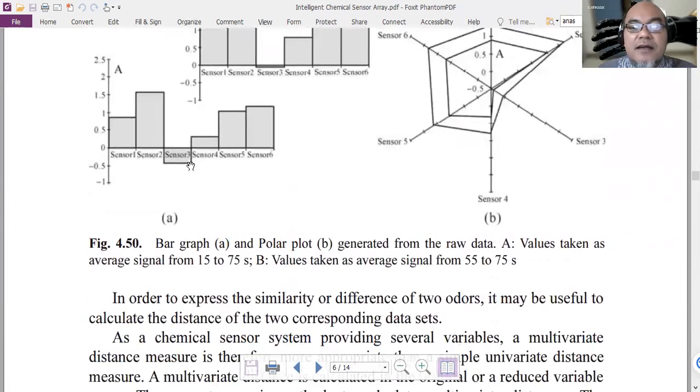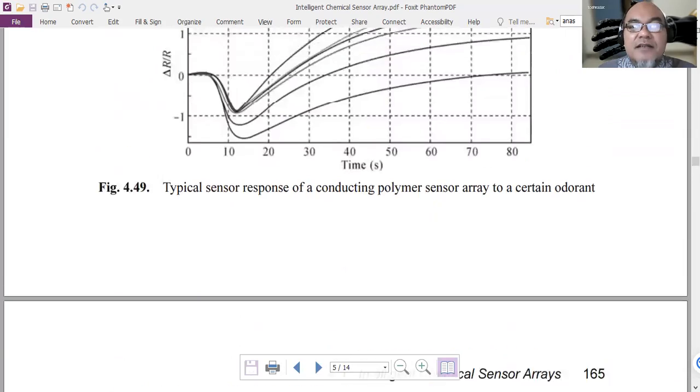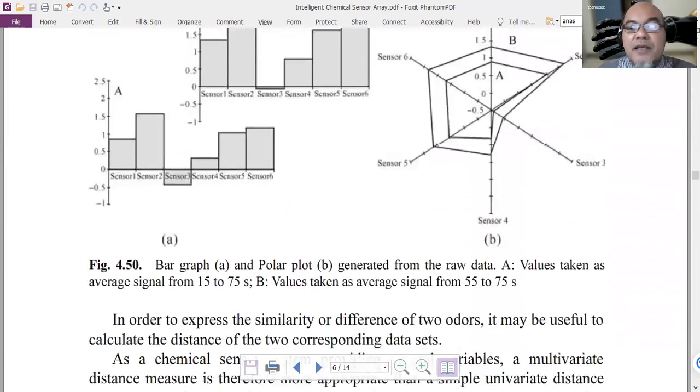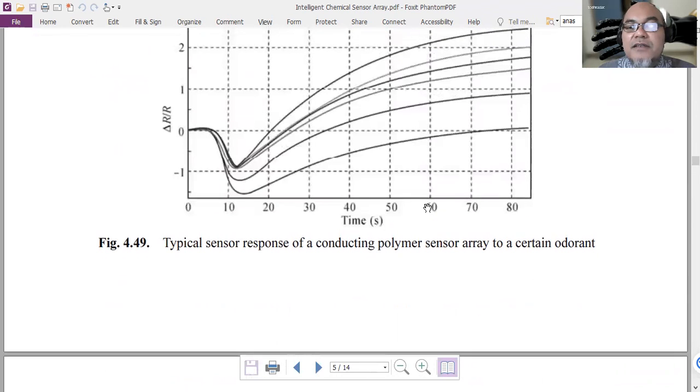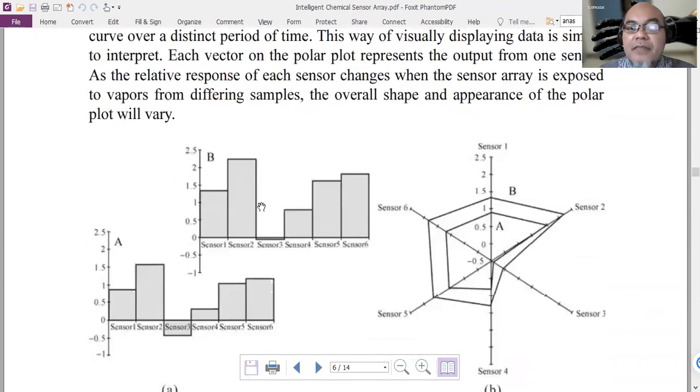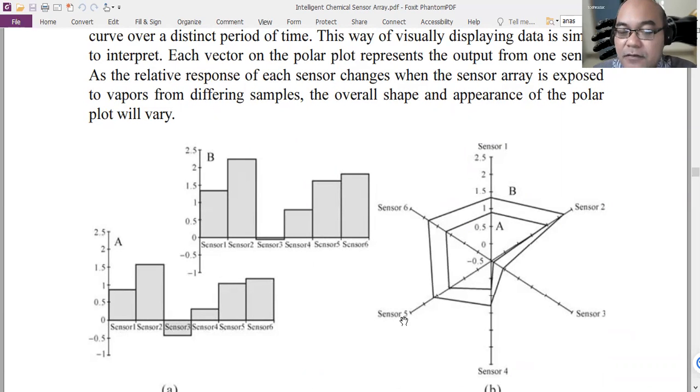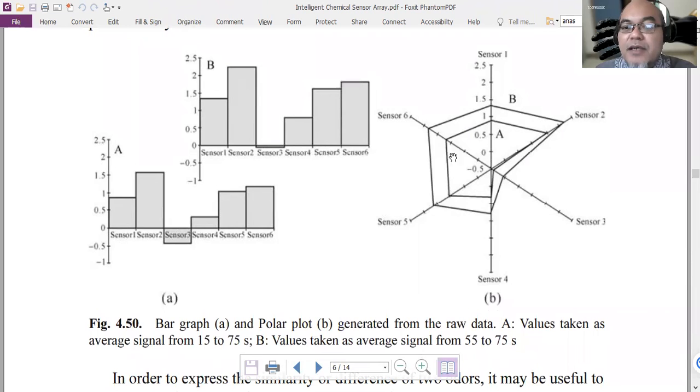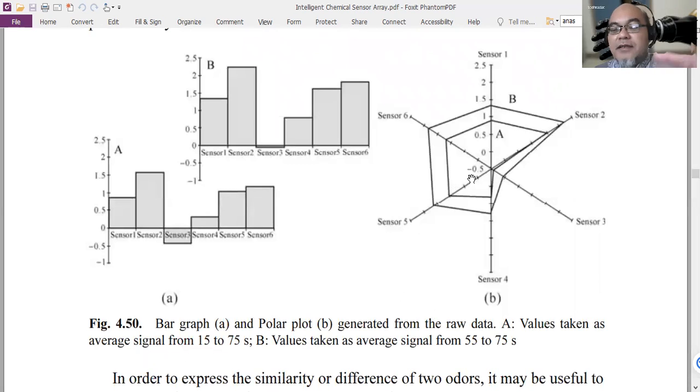So from here in A, 15 to 17 seconds is during the adsorption. Then B, 55 to 75 seconds, is during the desorption, the range value here. Okay. And we see that the sensor has different sensitivity towards the odorant, towards the gas sample. And this can be put into principal component analysis like this. So upon the introduction of certain gas stimulus, or odorant, or vapor, or volatile organic compound, it will have this kind of pattern between A and B of these 6 sensors.